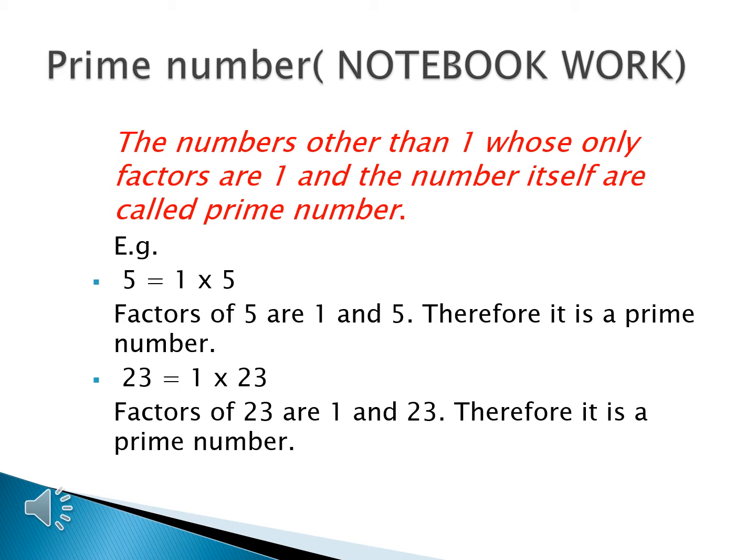As you all know, 5 is only divisible by 5 and 1. So there are two factors of 5, therefore it is a prime number. Similarly, 23 is also expressed as 1 into 23, that is, factors of 23 are 1 and 23 only. There are two factors of 23, therefore it is a prime number. So this is how we can say whether a number is a prime number or a composite number.